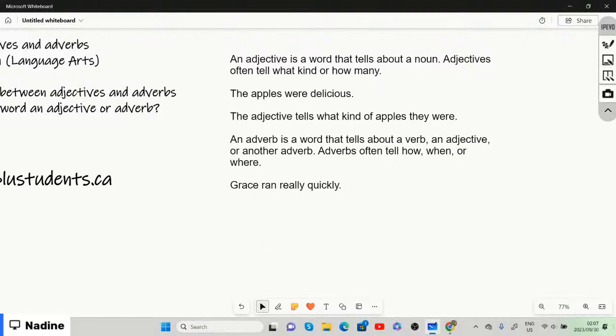So an adjective is a word that tells us about the noun, and adjectives often tell us what kind or how many. For example, the apples were delicious. They tell us what kind of apples they were. They were delicious apples.